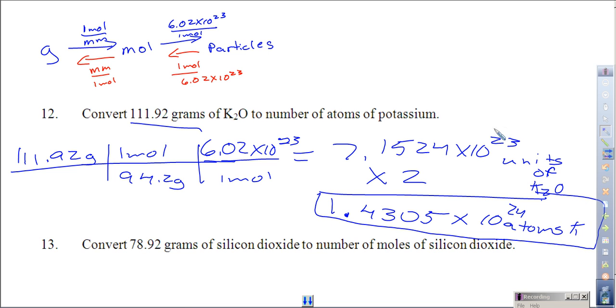Why do you multiply by 2? Okay, the problem asks for the number of atoms of potassium. Let's break this down to something simpler. Let's say that I had 7 units of K2O. In order for me to have 7 of these, I have to have 2 potassium and 1 oxygen atom each. Or like if I'm making a cheese sandwich, 2 slices of bread, 1 slice of cheese. So if I have 7 cheese sandwiches, how many slices of bread do I have?